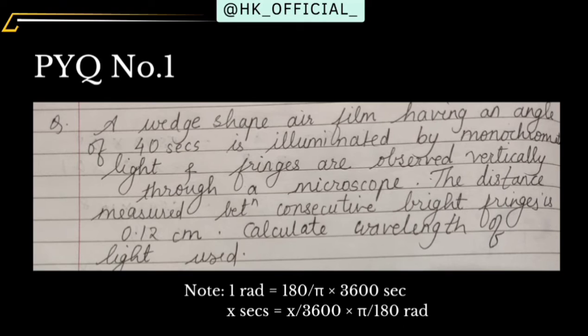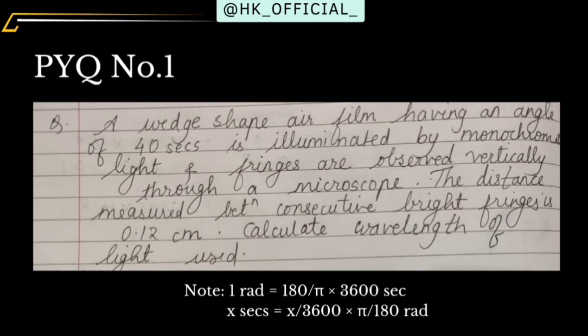A wedge-shaped air film having an angle of 40 seconds. Now we'll be considering why this angle is given in seconds format. We have to convert it into radian, which I have given in the note below. So, a wedge-shaped air film having an angle of 40 seconds is illuminated by monochromatic light, and fringes are observed vertically through a microscope. The distance measured between consecutive bright fringes is 0.12 centimeter. Calculate the wavelength of light used.